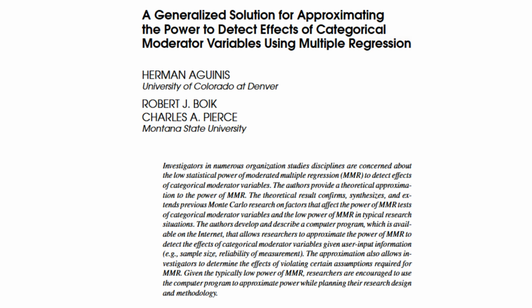So this paper offers this new approach to approximating the power of MMR, so researchers can design studies that are more likely to actually find those hidden gems. MMR is a powerful tool, but it has this weakness of being underpowered. So what makes it so weak? There's a couple things, but one of the big ones is sample size.